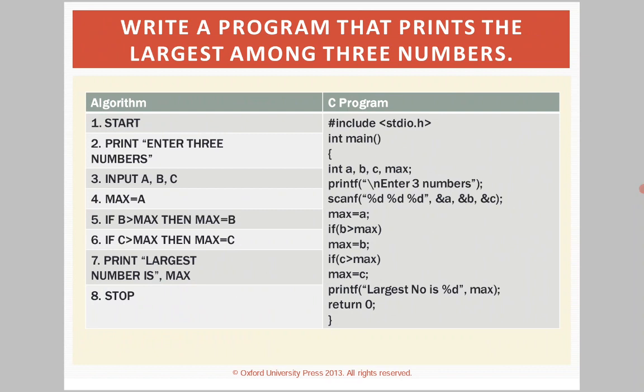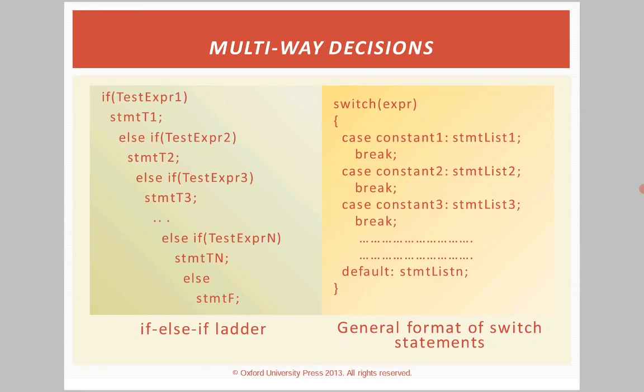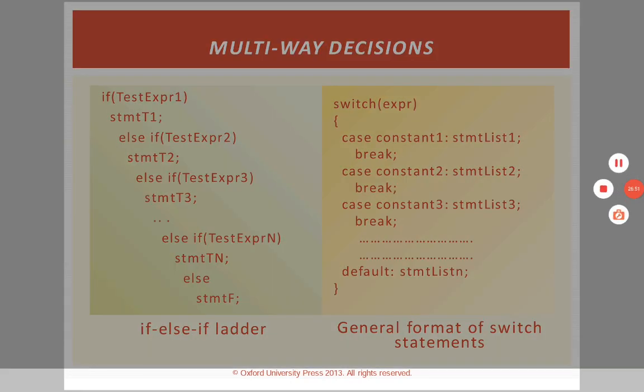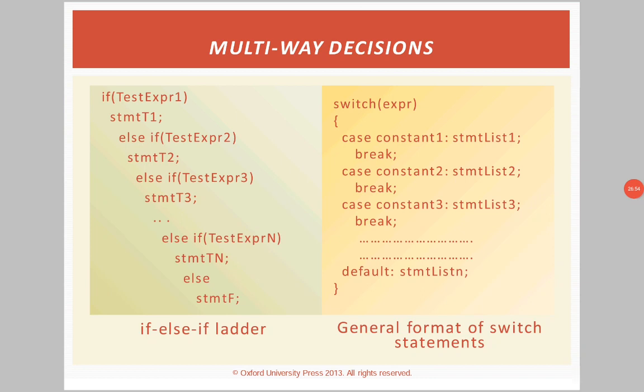So this is another program, another example using the if-else statement to find the maximum of three given numbers. Next is multi-way decisions. It is called the if-else-if ladder, or multiple if statements.